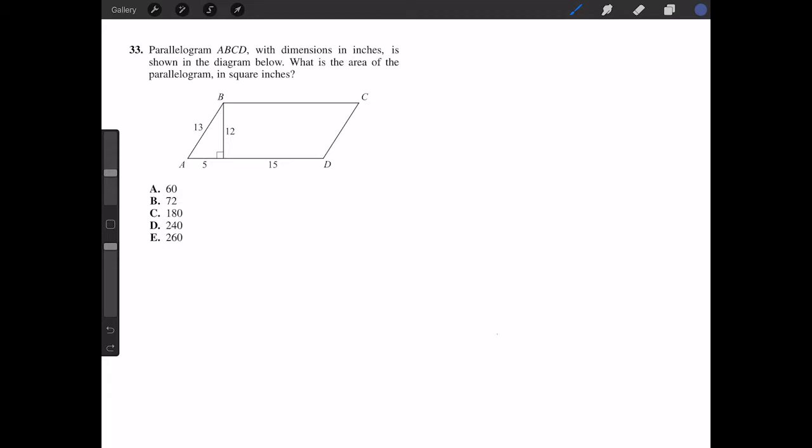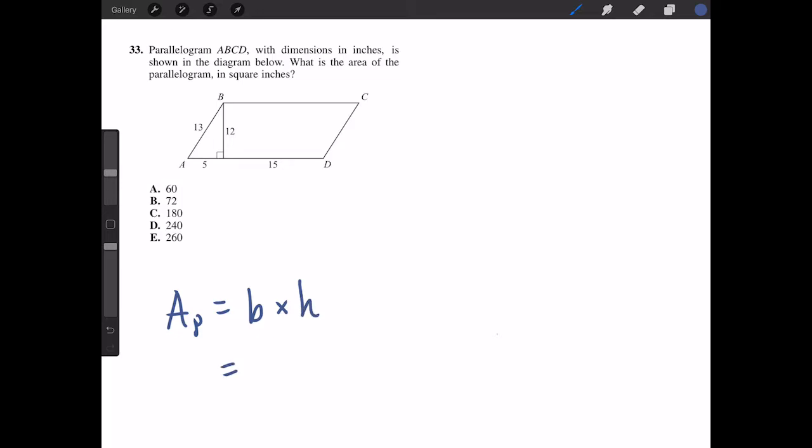For problem 33, it reads, parallelogram ABCD with dimensions in inches is shown in the diagram below. What is the area of the parallelogram in square inches? So if you know that the area of a parallelogram is equal to its base times its height, then you can solve this very easily.